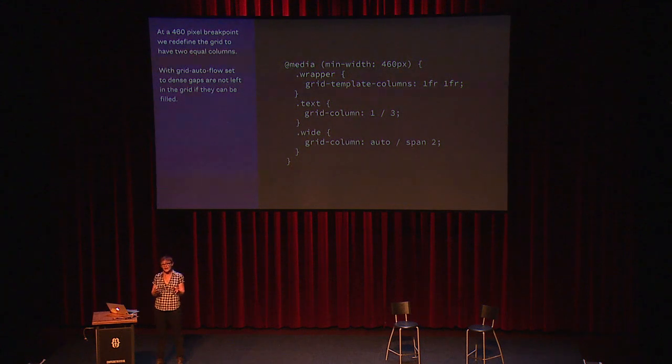And I'm giving them a column end of span 2, which means they will have to take up two of the tracks on the grid. And so they're going to go full width, basically. They're going to be the same as that text. So when grid encounters a large image, it knows it needs 2 columns to display it. And if you remember, we set grid-auto-flow to dense.